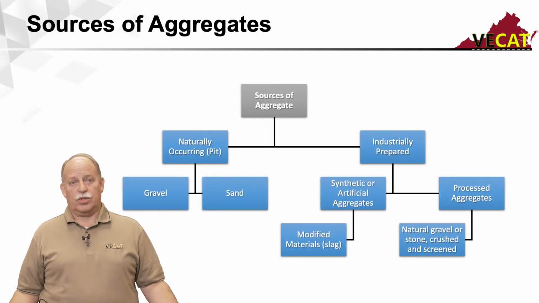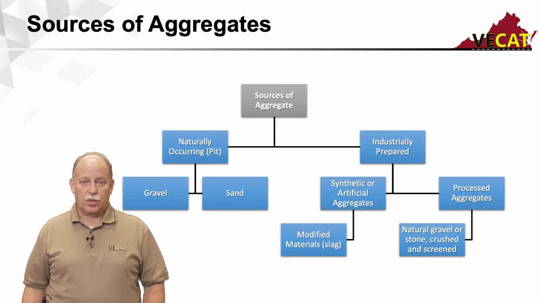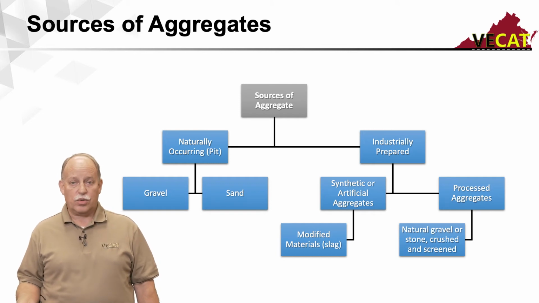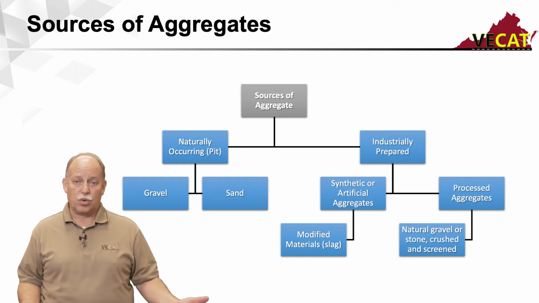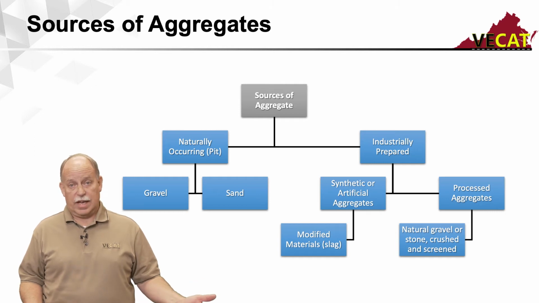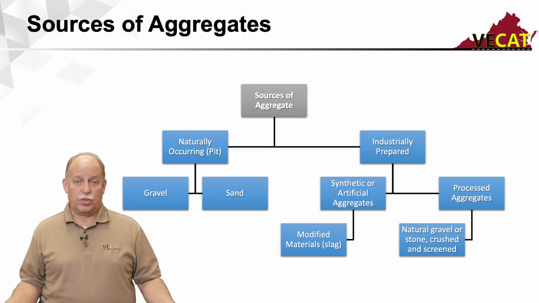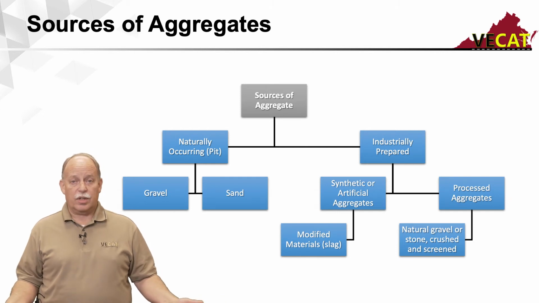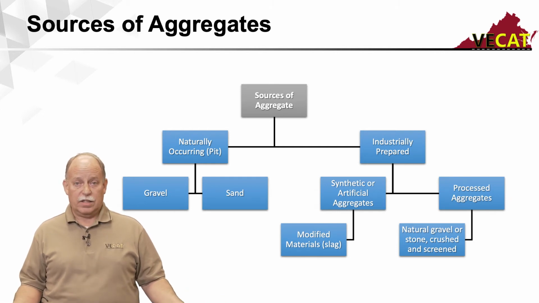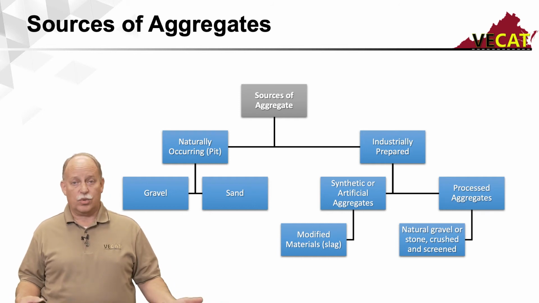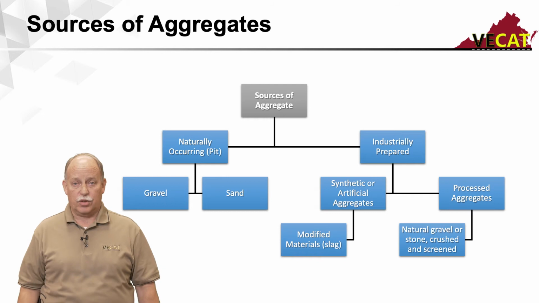There's all kinds of sources for aggregates. Most of what comes in Virginia comes from industrial prepared sources, but there are also naturally occurring sources, particularly when we talk about sands. On the naturally occurring side of it, they're basically a pit. They go out there and actually remove the material from this pit, and it's either a sand or a gravel. So it is what it is. All they have to do is screen it, and it's sized properly, and they're done.